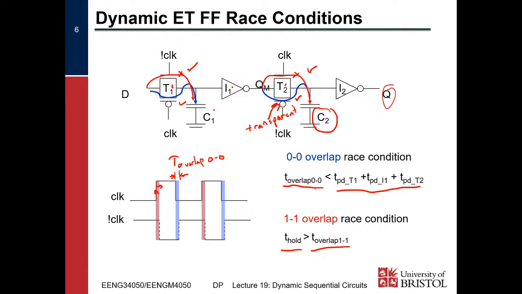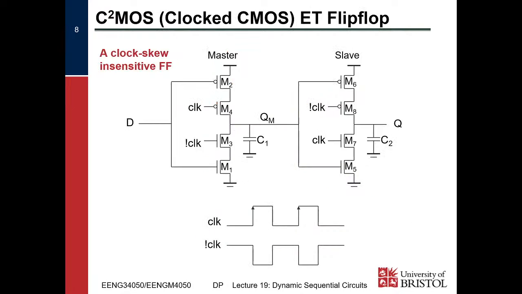If we find that the overlap is actually longer than this, we just need to increase the length of these gates or increase the width of this capacitor or the length to increase the delay and therefore make it bigger than the overlap time. Or we can just decrease the overlap time by generating our clocks better. So yeah, these constraints are a bit awkward for us. Is there something better we can do?